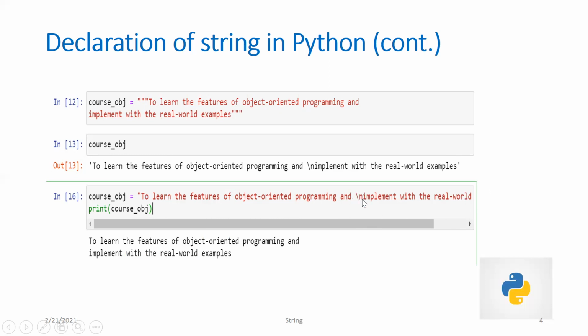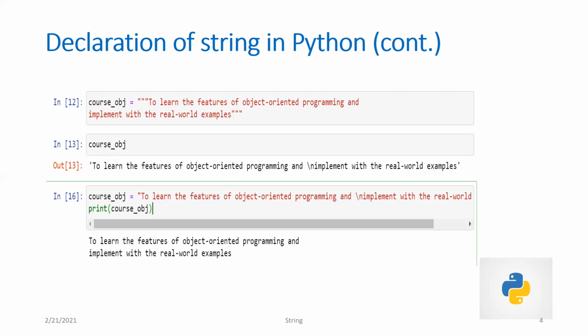And as I want the value in two lines, I use a new line here. Let's see the output. The output is showing that where I use a new line, it is taking a new line, but did not print the new line. So here, to learn the features of object-oriented programming, and there is a new line, but it is not visible here. It breaks the line and starts the same sentence from the next line. So this is how there is another way.